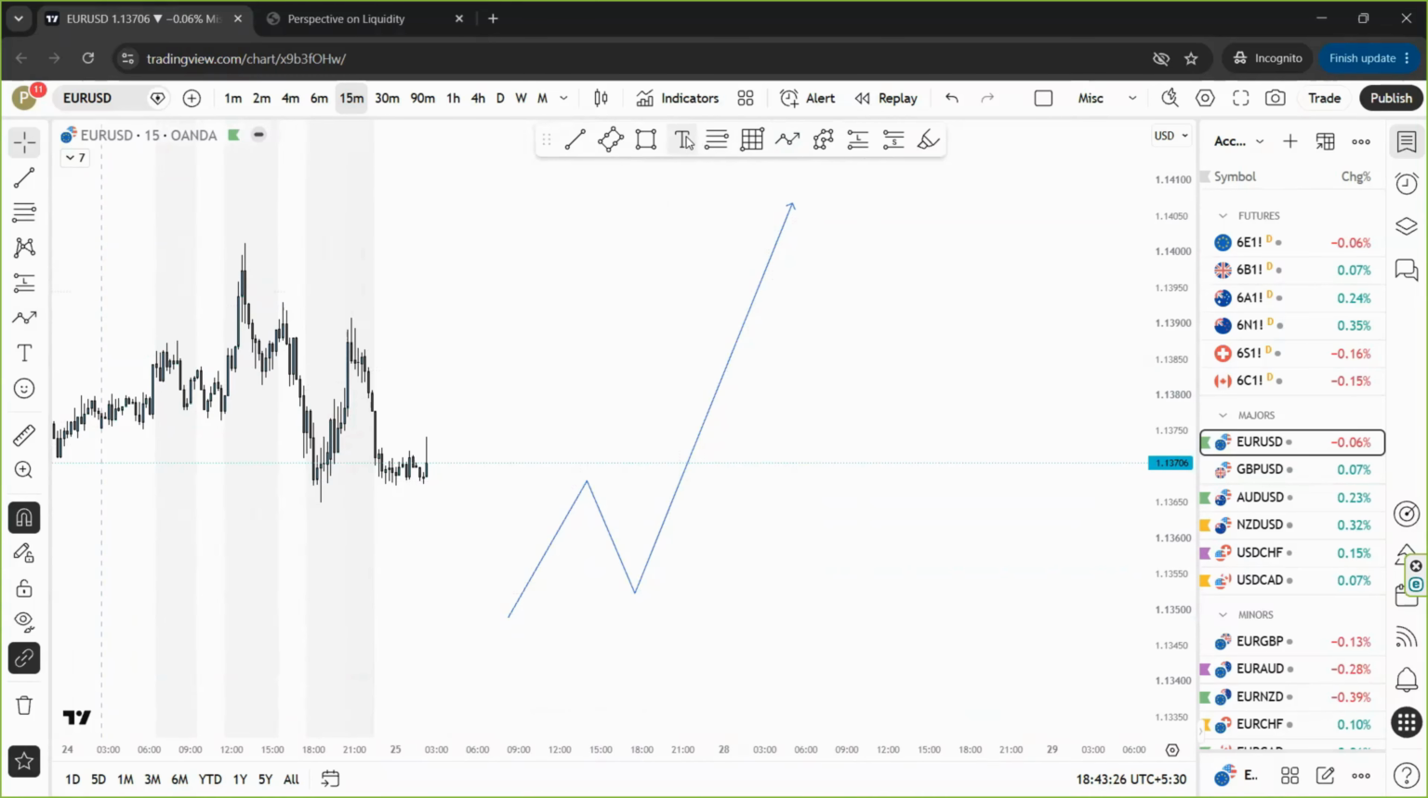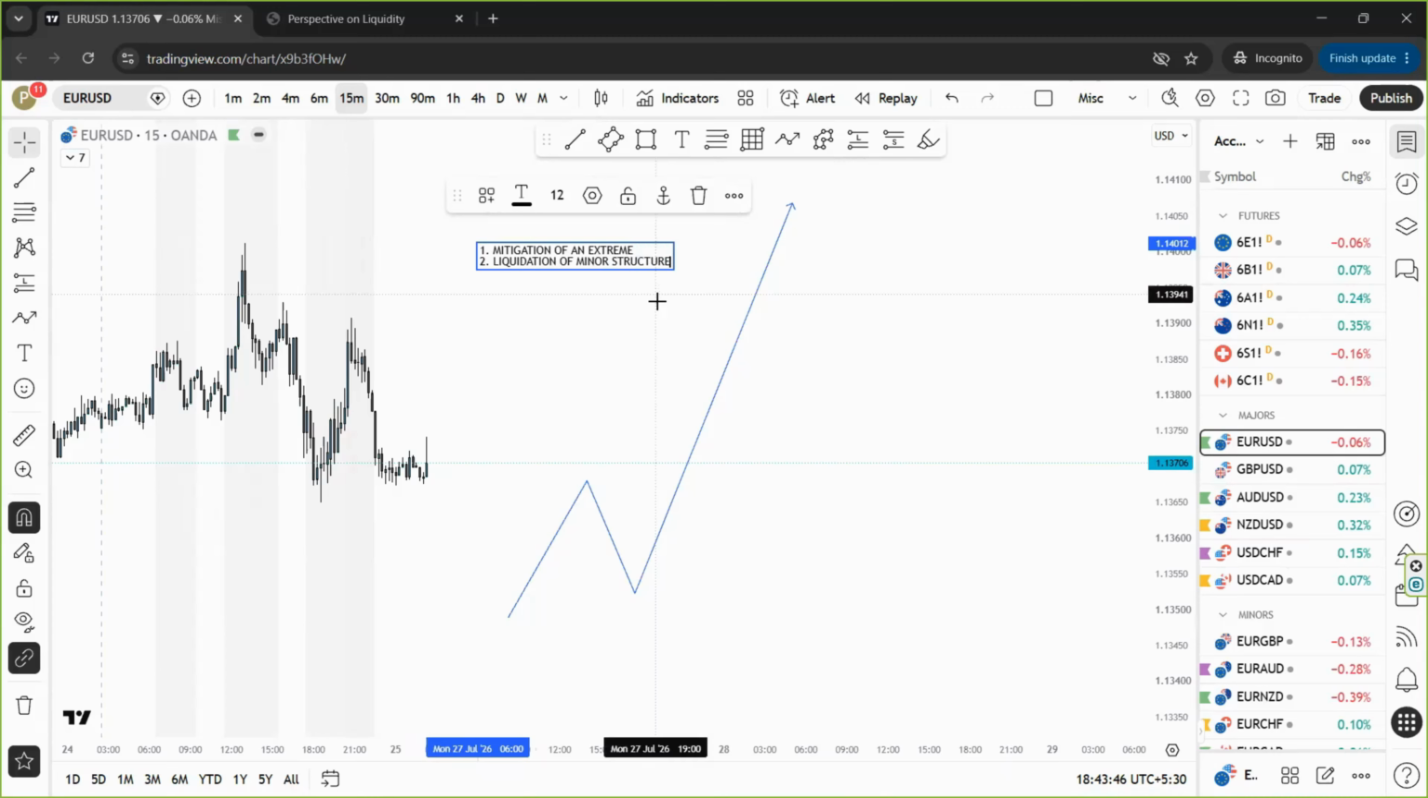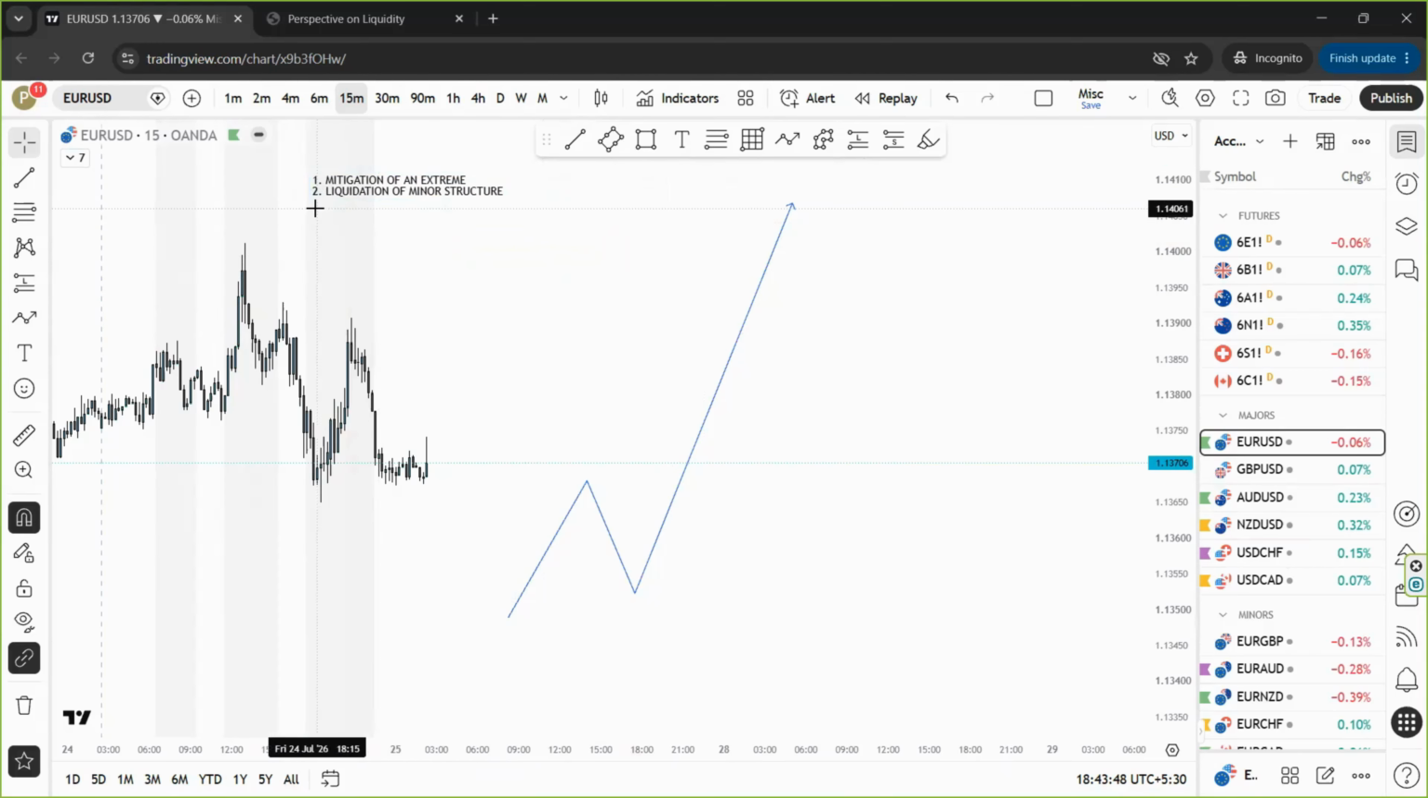And when we consider a similar type of range, the creation of a similar type of range, it can happen in one of two ways. The first is the mitigation of an extreme. And the second is liquidation of minor structure. So in case of liquidity, this is almost always going to be this second factor, because if it is the first factor, you'll more often than not have enough space for PY. So if you consider this as a range, the creation of a similar range would look something like this.